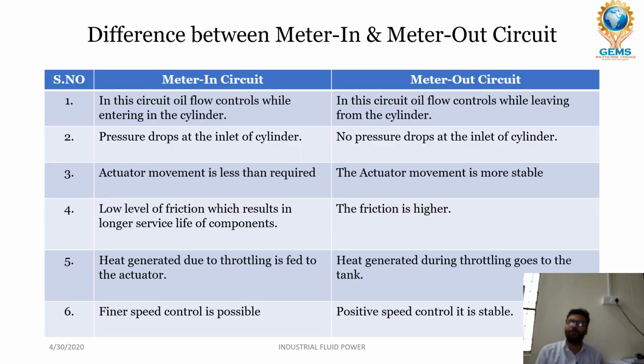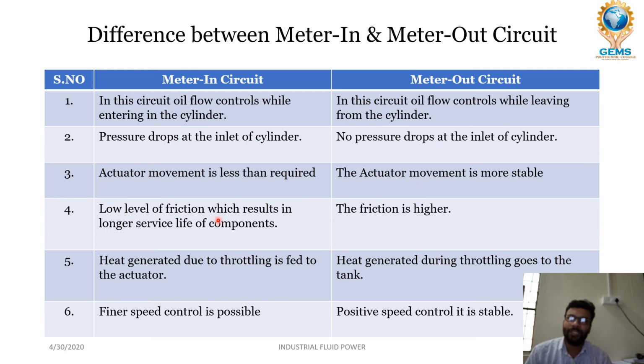And now some differences between the meter in and meter out circuits. In the meter in circuit, the oil flow is controlled while entering the cylinder. In the meter out circuit, the oil flow is controlled while leaving the cylinder. In meter in, the pressure drops at the inlet of the cylinder; in meter out, there is no pressure drop at the inlet of the cylinder. In meter in, actuator movement is less than required because it is controlled by the flow control valve at entry. In meter out, the actuator movement is more stable.